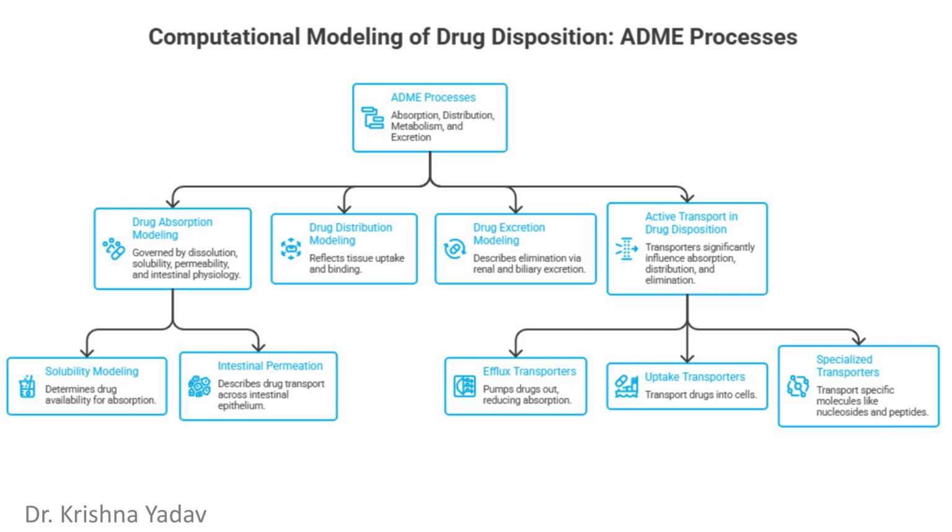Computational modeling of drug disposition focuses on the ADME processes: absorption, distribution, metabolism, and excretion. Starting with drug absorption modeling, it considers dissolution, solubility, permeability, and intestinal physiology. This determines how much drug becomes available for systemic circulation. Next, drug distribution modeling describes how the drug moves into tissues, reflecting tissue uptake and binding. Then, drug excretion modeling explains how drugs are eliminated via renal and biliary routes.